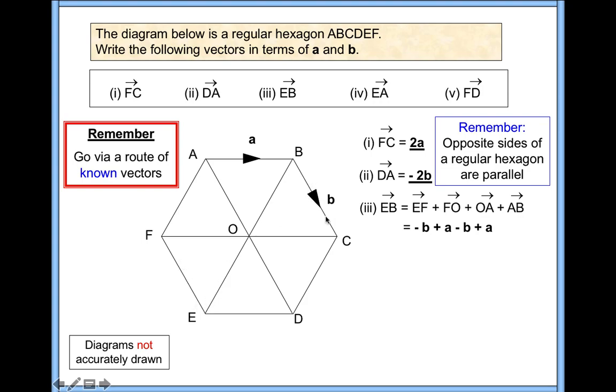So now vector BC is described as B. That means vector FE can be described as B. But for vector EB, you need to go from E to B. That will be EF. EF is in the opposite direction to vector BC. So that is why, since vector BC is B, vector EF will be negative B.